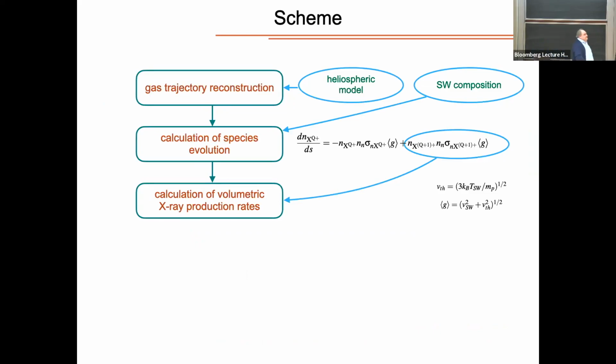Next, we need to calculate the volumetric rate of production of X-rays. You don't need to do anything here because this is it. You have an ion with a charge Q plus 1. It picks up the electron, becomes an ion with charge Q. This ion with charge Q is in the excited state. So it is this ion that produces the cascade of photons, which include X-rays. So the rate of production of X-rays is this, 1:1.